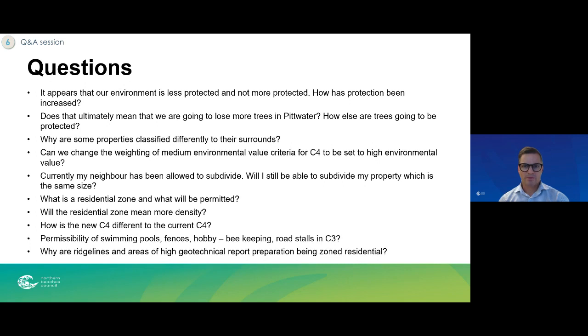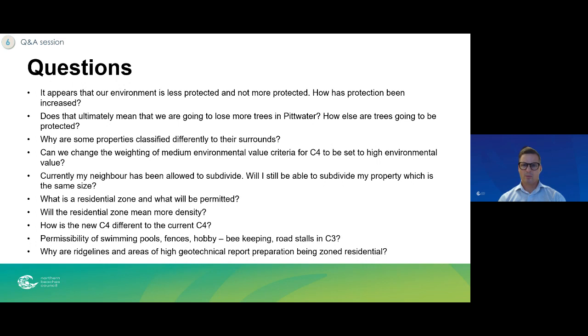Permissibility of swimming pools, fences, hobby beekeeping and roadside stalls in C3. So look, swimming pools and fences will be ancillary to the existing use of the dwelling, so that would be permissible. Similarly, if it's hobby beekeeping, then that's ancillary again to the use of the property. If you're not running some sort of large scale beekeeping operation that would tip it over into more of an agricultural type use, then that's fine.